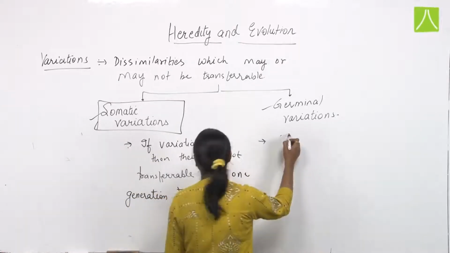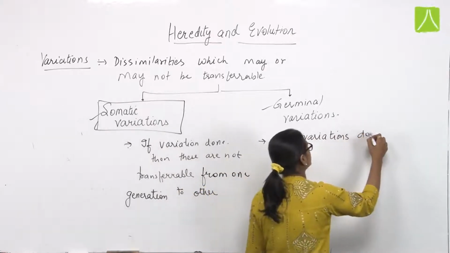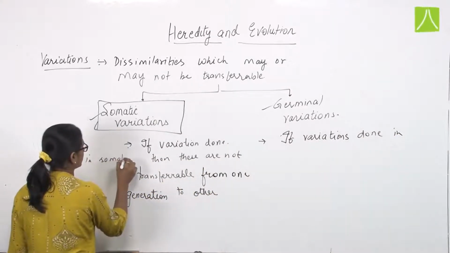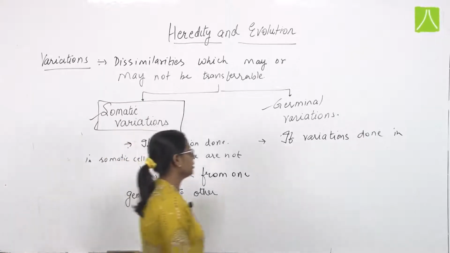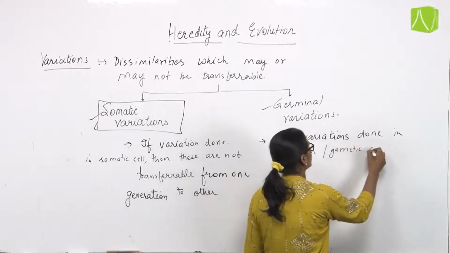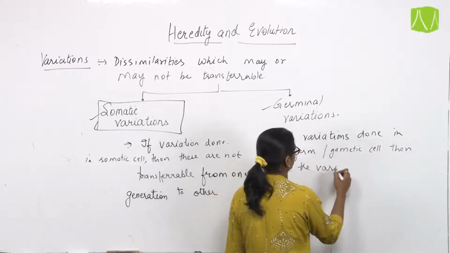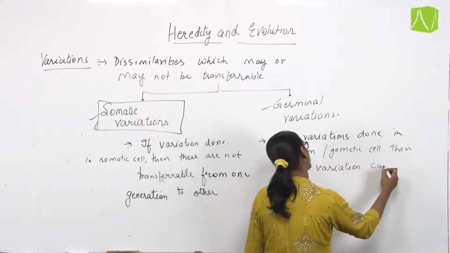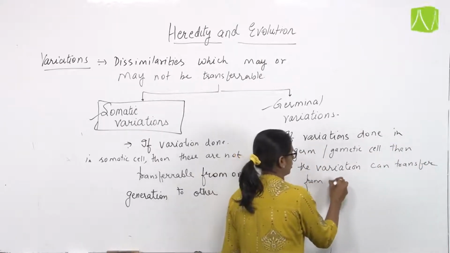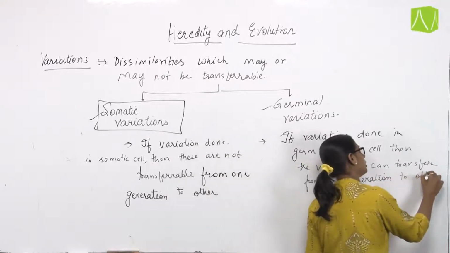But if variations are done in the germ or gametic cell, then the variations transfer from one generation to another generation.